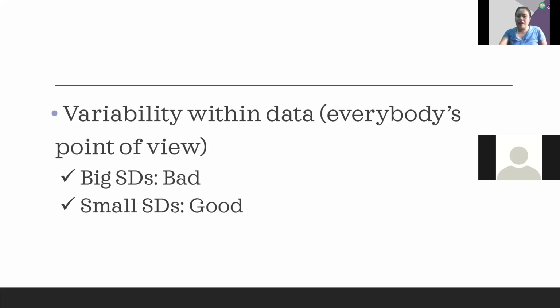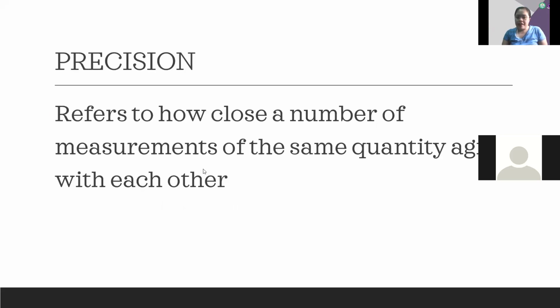Okay? So for everybody's point of view, not just with the statistician, if you get a big standard deviation, that means it's actually a bad data. Your data is not precise. But if you have small standard deviation, that means your data is good. They are close with each other, they agree with each other, they are close to the mean. Yan yung ibig sabihin ng small standard deviation.